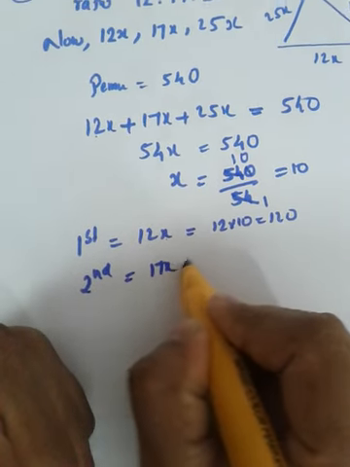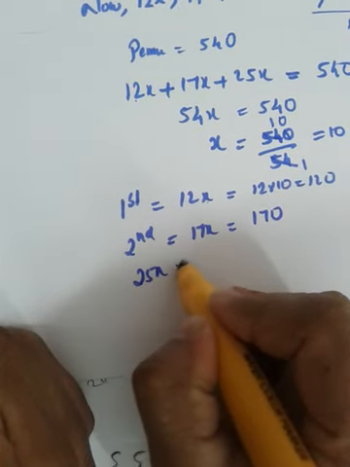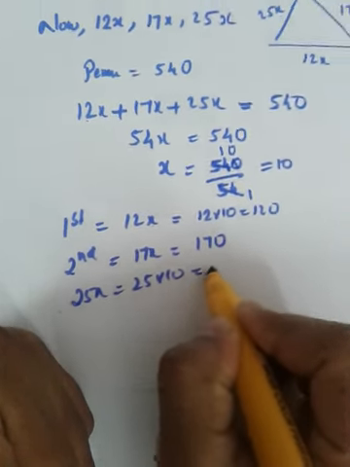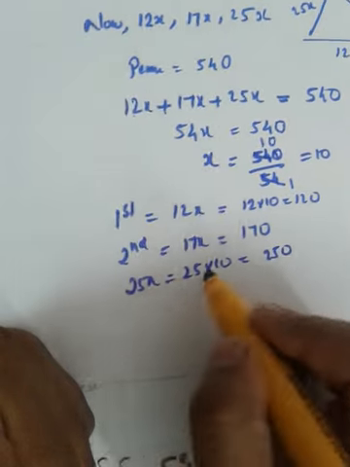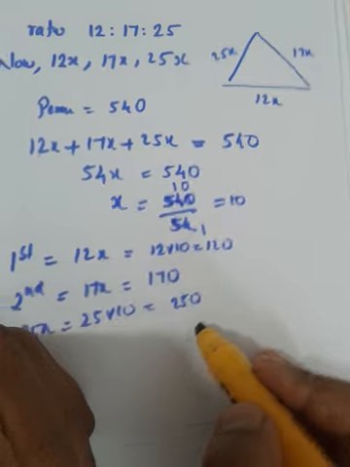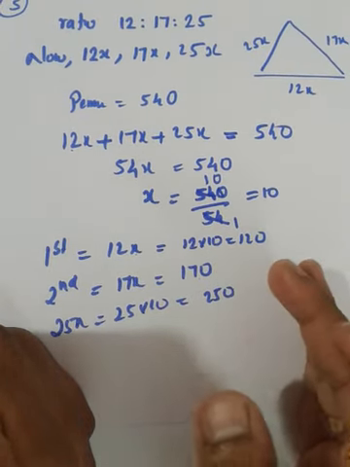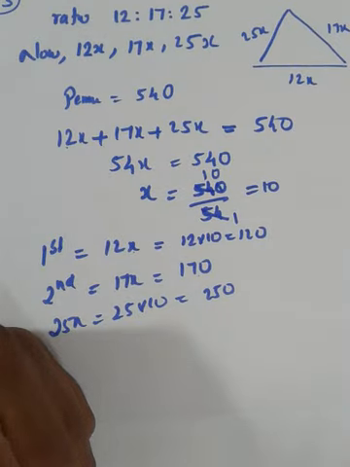It is actually 17x. So 17 into 10, that is 170. And the third side is 25x. That means 25 into 10, that is 250. So we got the three sides: 120, 170, 250. Clear? Okay. Now, since we got three sides, it's time to calculate the area by using Heron's formula.